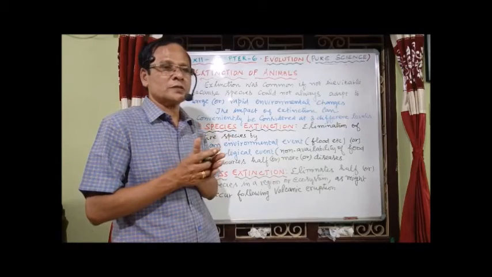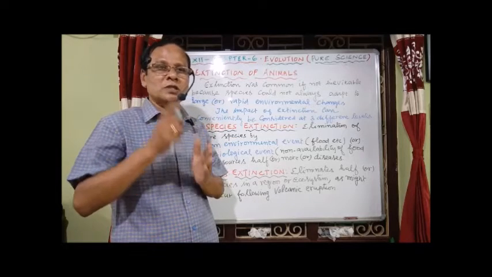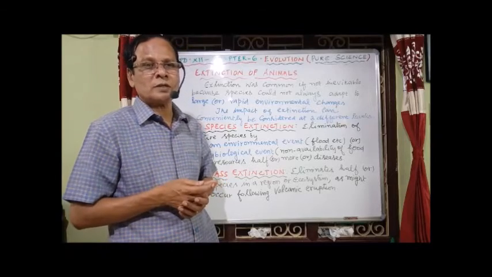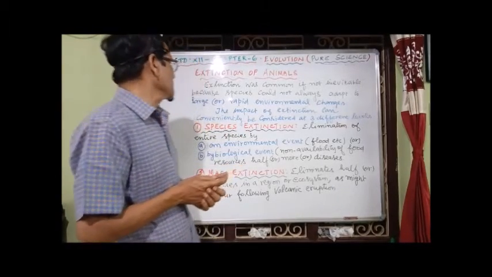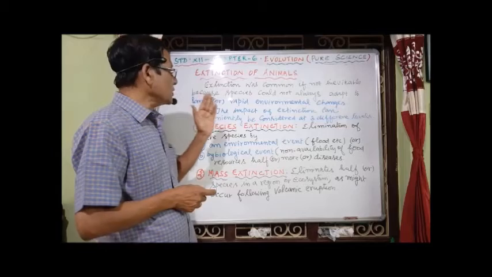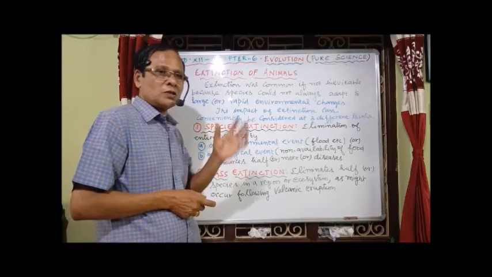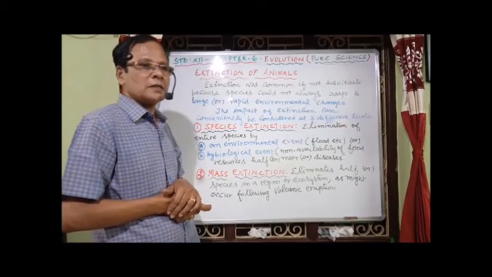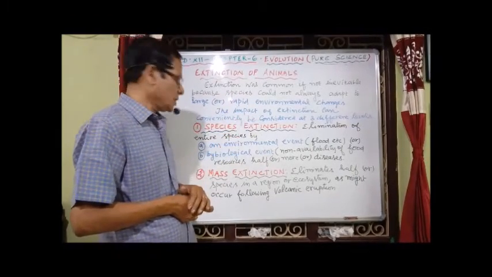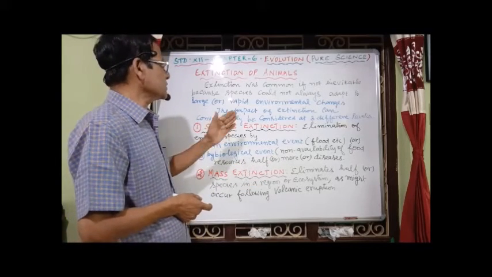As a result, those individuals which are not adapted to the changed environmental conditions, rapid or larger changes in the environment, are not selected by nature and became extinct. Now, the impact of extinction on the population can conveniently be studied at three different levels. Number one, species extinction. Number two, mass extinction. Number three, global extinction.